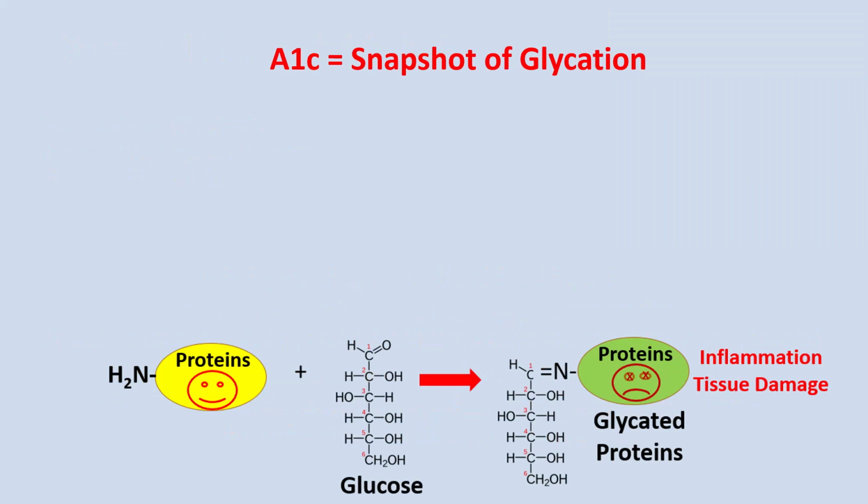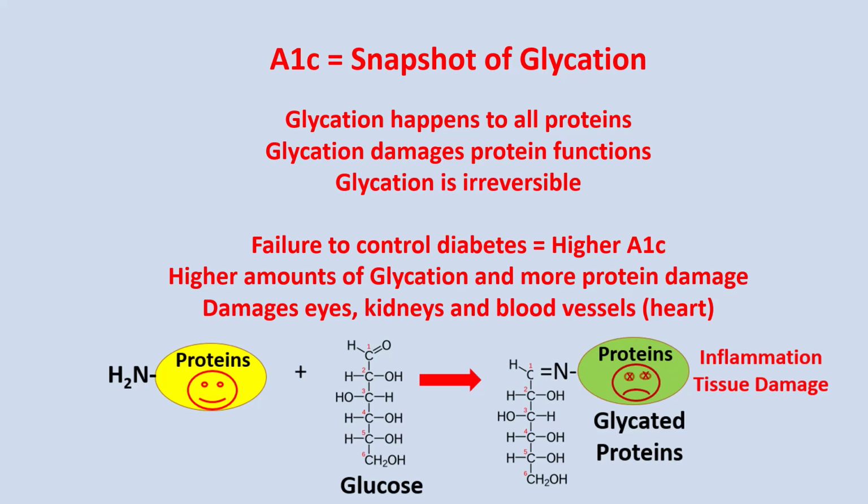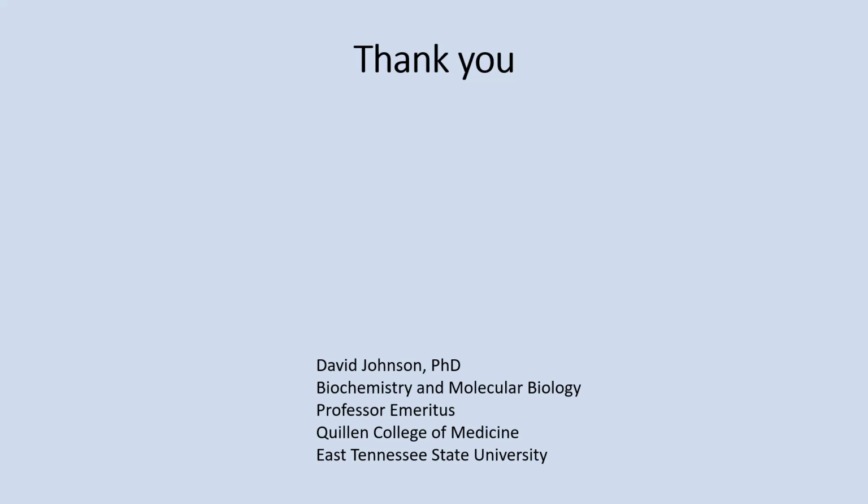So A1c is a snapshot of what is happening throughout the body. Glycation happens to all proteins. Glycation damages protein functions. Glycation is irreversible. Failure to control diabetes equals higher A1c. Higher amounts of glycation and more protein damage damages the eyes, the kidneys, and the blood vessels over time. It's not good. So watch your A1c levels.